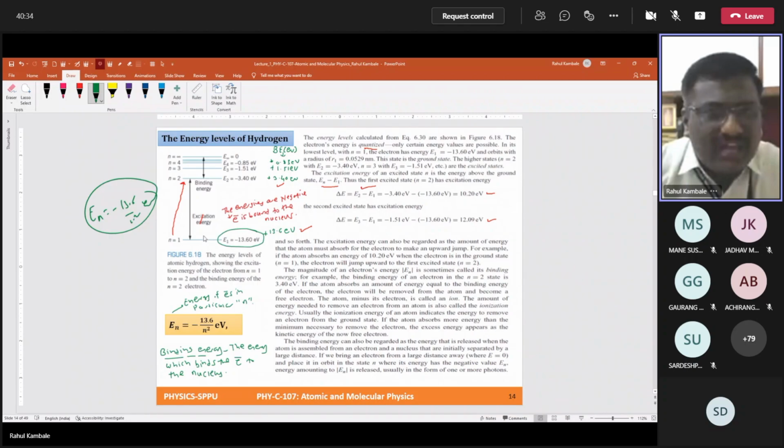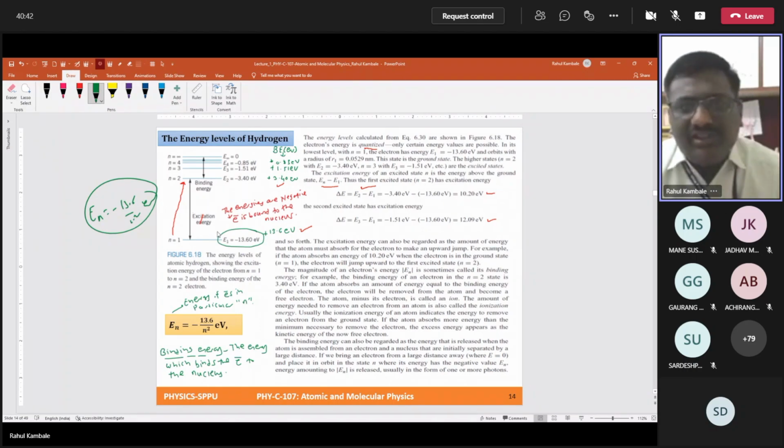Okay, and now from this state to this state, I need to give some energy. Suppose from this state to this state, my electron goes to the higher state, n equal to 2. You can see that it has minus 13.6 electron volt. So if I give plus 13.6 electron volt, then it is called the binding energy. So this is the important thing.